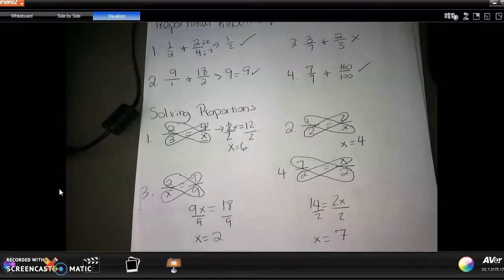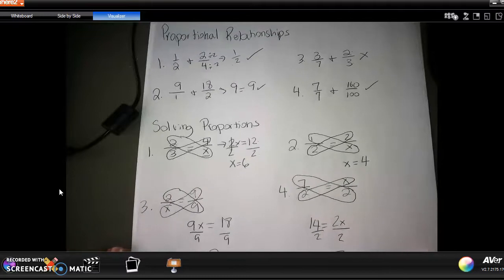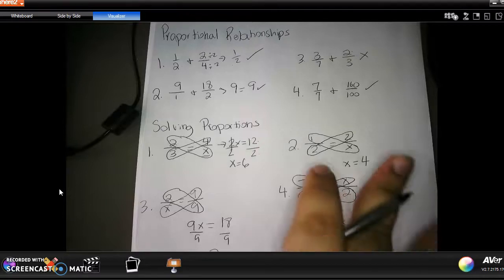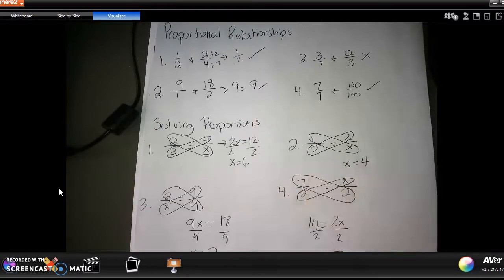Alright, so that is the first part that we've been working on. Okay, these are just solving proportions. These were in the first 2 weeks. So I'm hoping this helps on the proportion side. Now I'm going to pause really quick and we're going to go on to our next part.